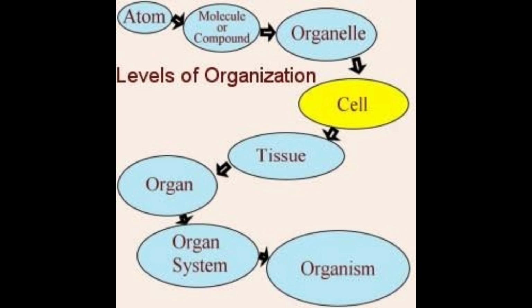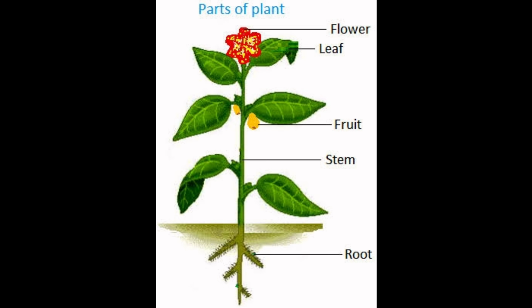In this world every organization has two levels, higher and lower. The cell is the smallest unit of the body of an organism, and a group of cells that are structurally similar and together carry out the same function is called a tissue. As I told you earlier, cells form tissue, tissues form organs, organs form organ systems, and organ systems constitute the whole body of the organism. In this chapter we are going to learn about plants' structural organization. The picture you are seeing shows the parts of the plant. You are already familiar with this: it has flower, leaf, fruit, stem and root.